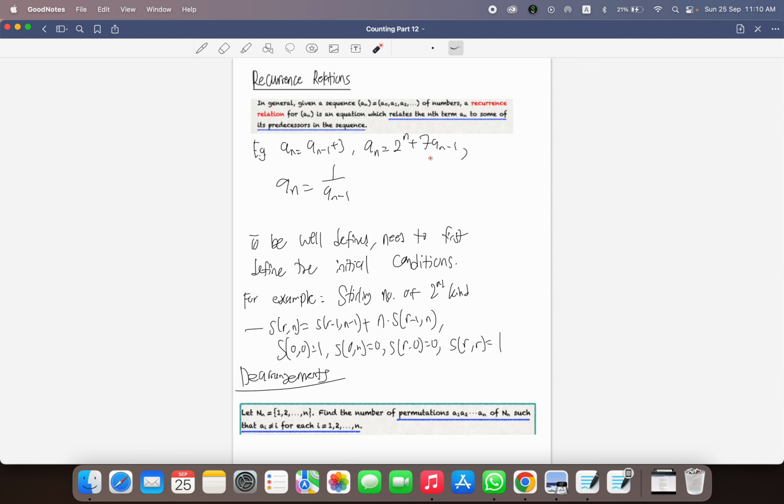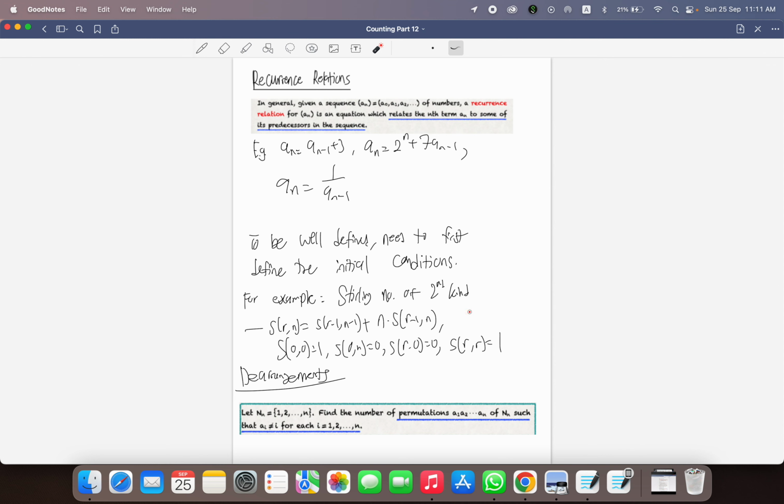If you have other predecessor terms, like an equals an minus 1 plus an minus 2, then you need two initial conditions. Because at one point, an minus 2 reaches a0, but an minus 1 will be a1. And so you need two of these to get a2. So you need to define the initial conditions.